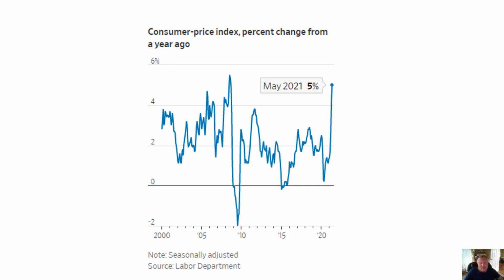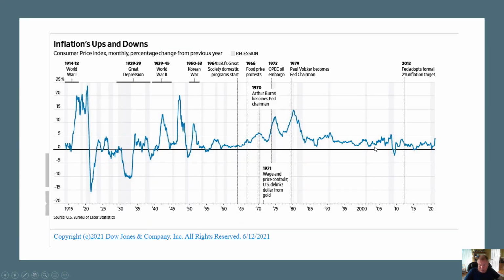Now, let's look at this 5%. I think it's important to look at this within the context of history. And this goes back to 1915, well over 100 years. And what you can see is that we've really been in a fairly stable range, if you will, probably from 1990 on. We've seen ups and downs.